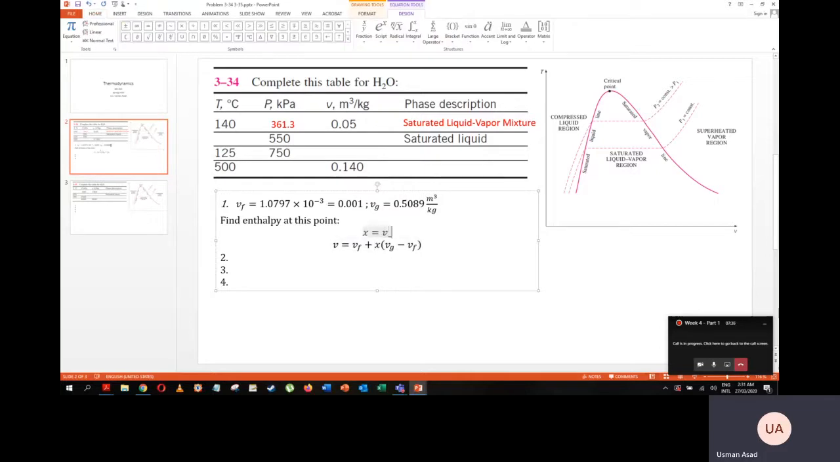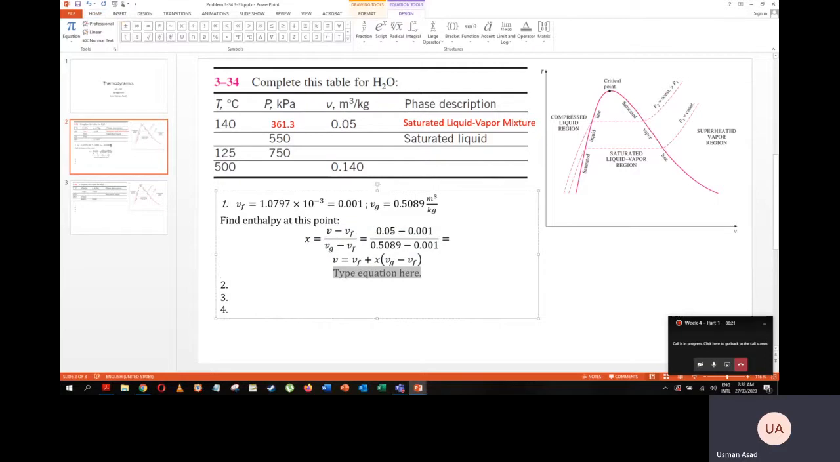So if you need to find x, you can just manipulate the equation and solve for x, which will be x equals v minus vf divided by vg minus vf, right? Make sense? If you plug in the numbers, it's 0.05, which is v at our point, minus vf, which is approximately 0.001, divided by vg minus vf, which is 0.5089 minus 0.001. Okay? So I'm going to leave this calculation to you, that's how you can find x.